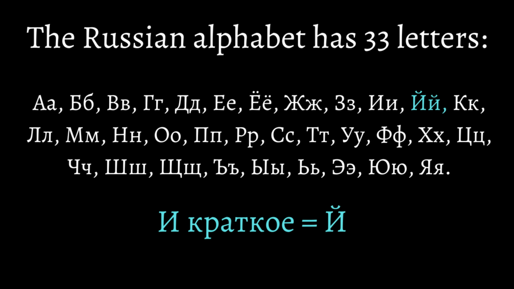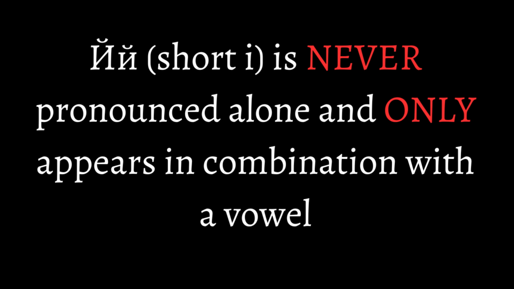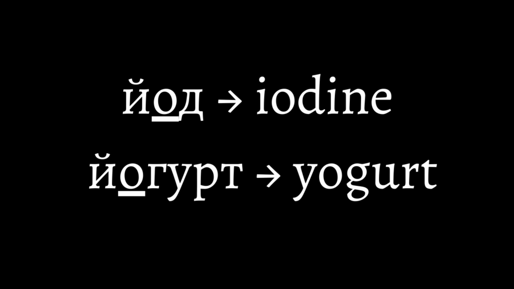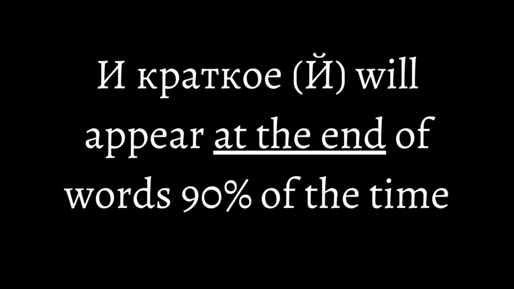This letter is I kratkoye. I kratkoye translates as short E, and it's never pronounced alone and only appears in combination with a vowel. Very rarely, if ever, you will see a word start with I kratkoye. The only words that I know that start with I kratkoye are yod, meaning iodine, and yogurt, meaning yogurt. And even then, they're not native Russian words. Essentially, I kratkoye will appear at the end of words 90% of the time.